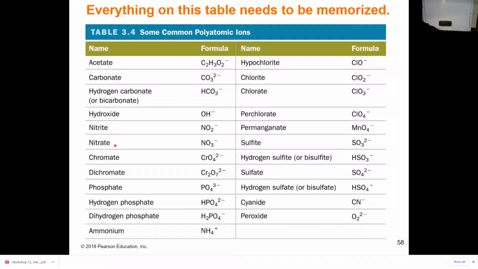We have nitrite and nitrate. Those differ by 1 oxygen. We have chromate and dichromate. They're both chromium and oxygen. There's just a slight difference between the numbers of chromiums and oxygens. All right, so you see this trend continue throughout the table. And we're going to talk a little bit more about some of these oxyanion series in another slide or two.